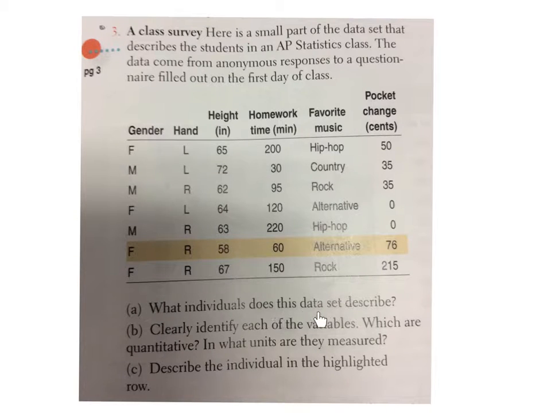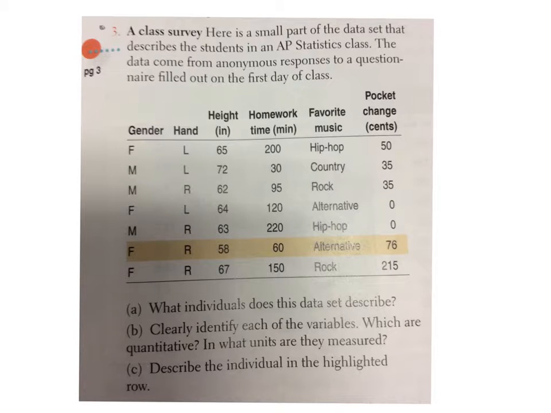Okay, letter B. Carefully identify the variables which are quantitative. In what units are they measured? Okay, so we're going to look at quantitative, things you can measure. So height, homework, and pocket change are things that we can measure. Like gender, female or male, we're going to put it into a category. Okay, and what are the units? Well, they give you the units right here. The height is in inches, minutes for homework, and cents for the pocket change.